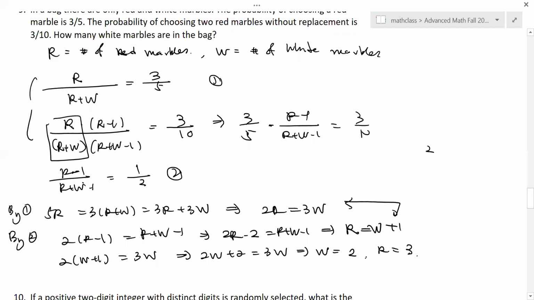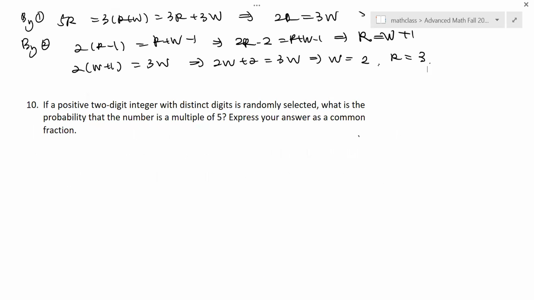So let's move on to the next problem. If a positive 2-digit integer with distinct digits is randomly selected, so right now you only consider 2-digit integers with distinct digits, what is the probability that the number is a multiple of 5, or divisible by 5?